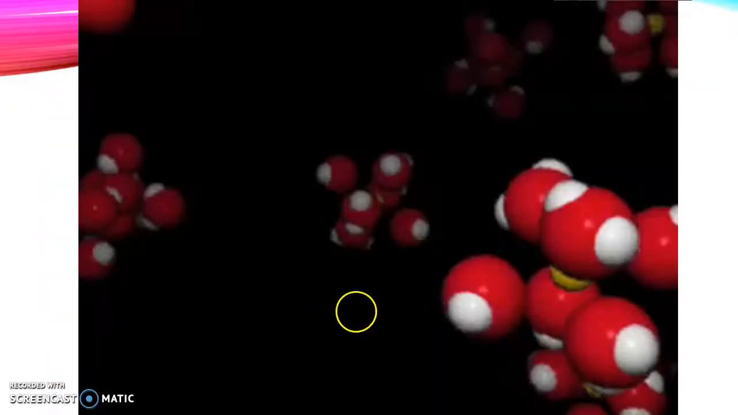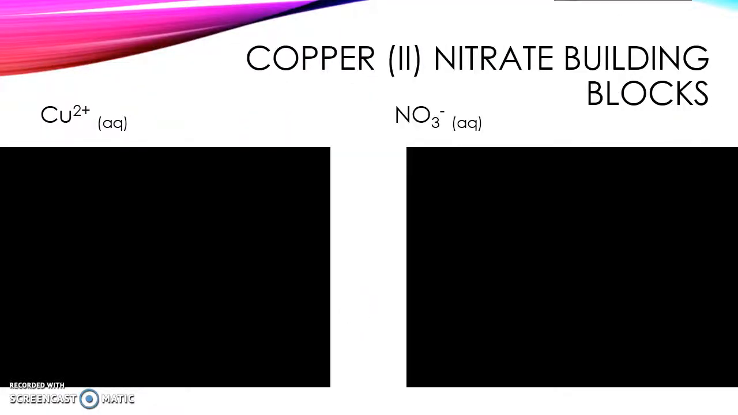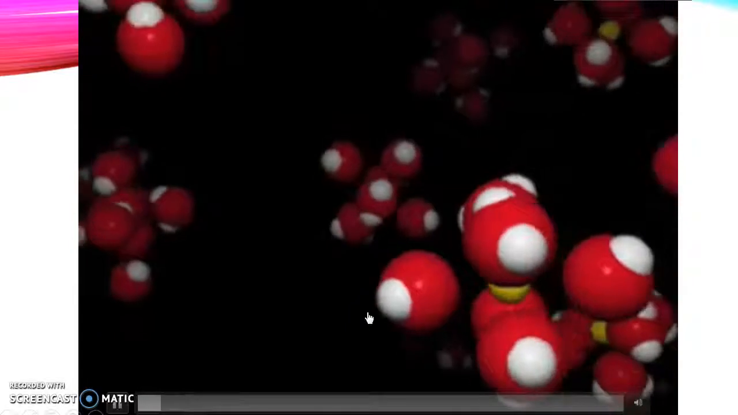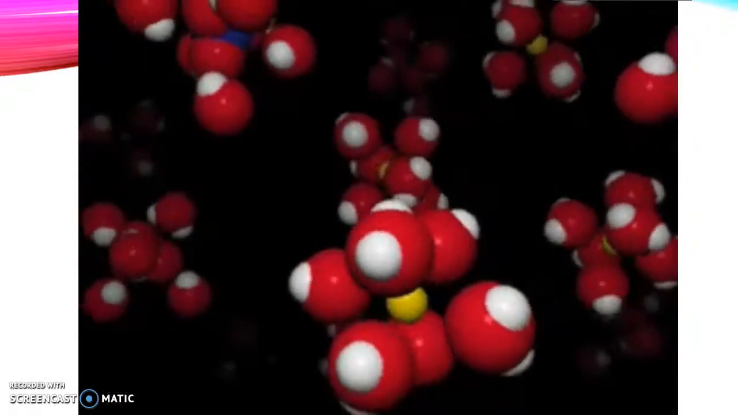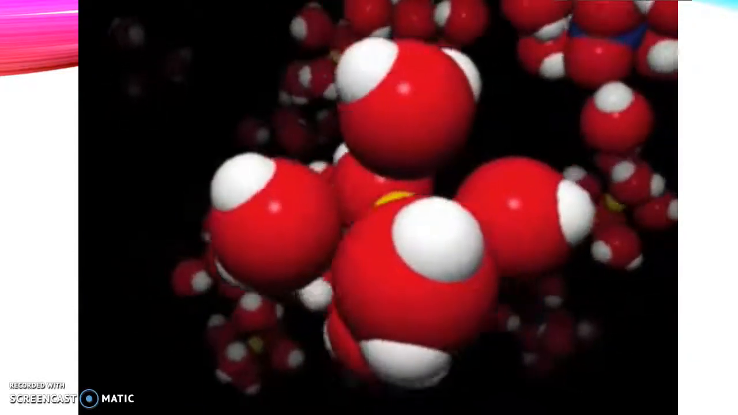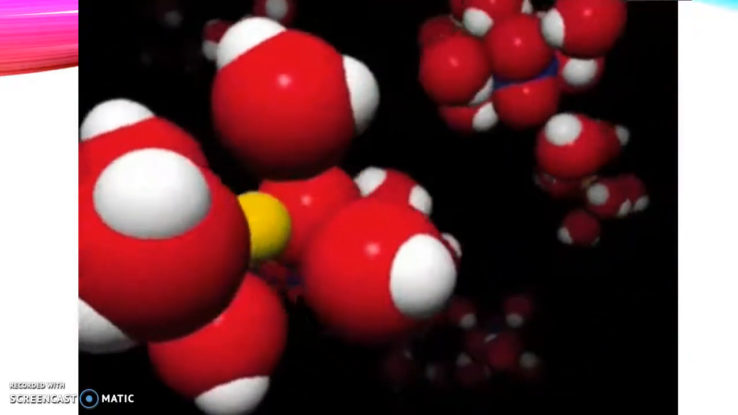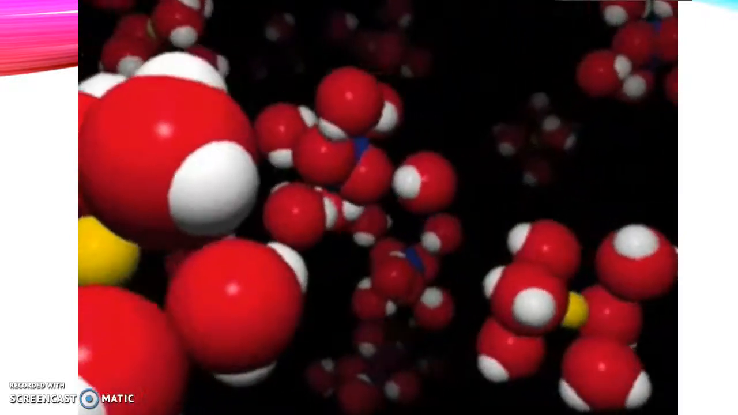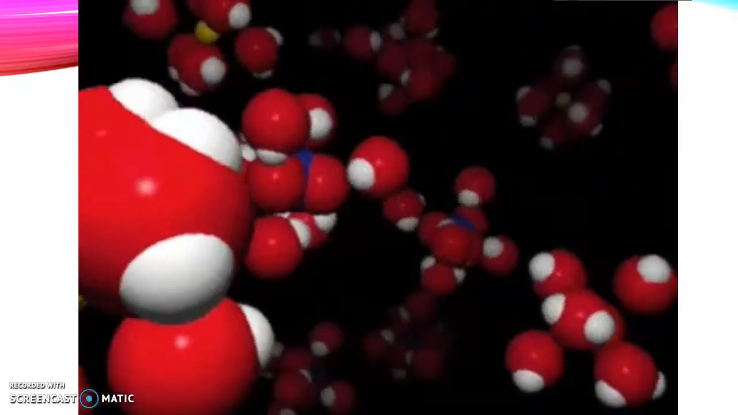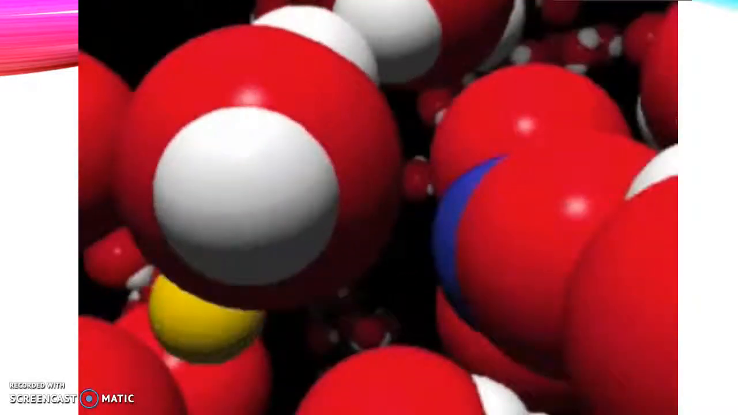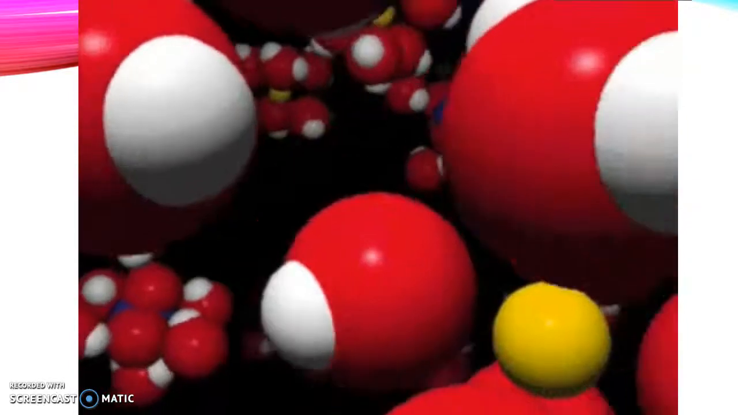Now we're going to look at what's happening at a molecular level. Let's fade out the water molecules, because there's quite a lot of them between the hydrated ions, so we can see the ions in the background. The hydrated copper-2 ions, here coloured yellow in the animation, occasionally collide with the negatively charged nitrate ions, but the water molecules keep them apart.